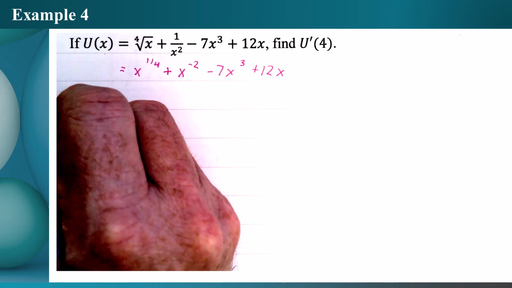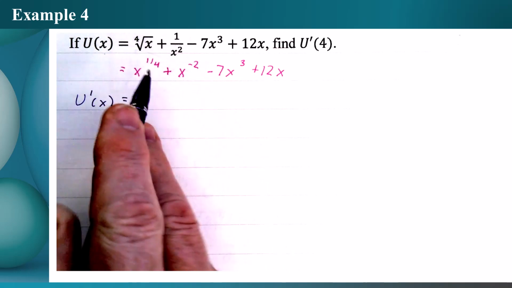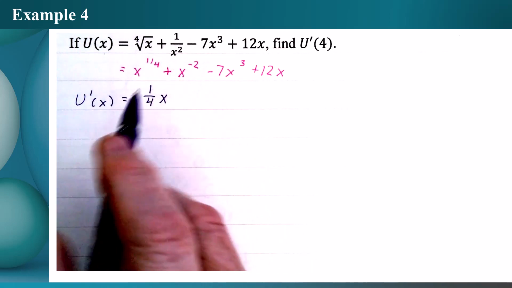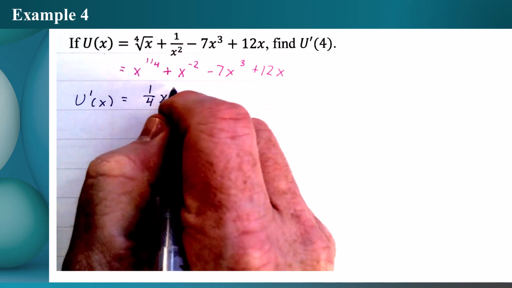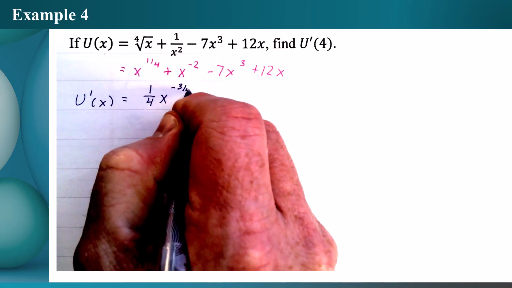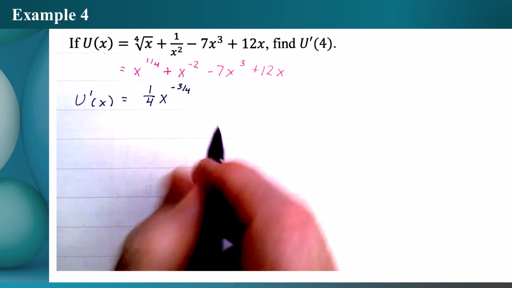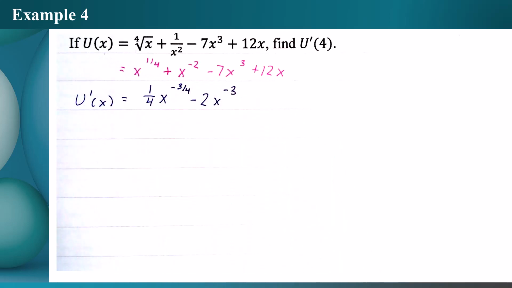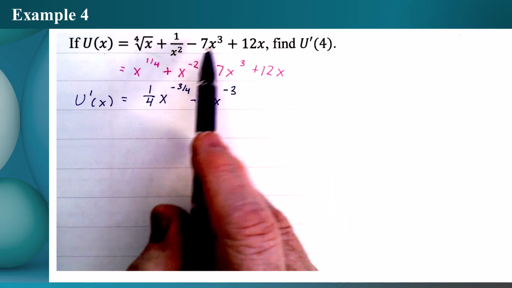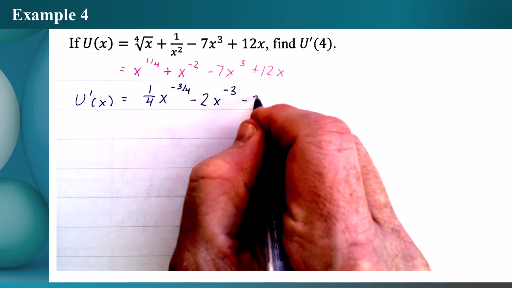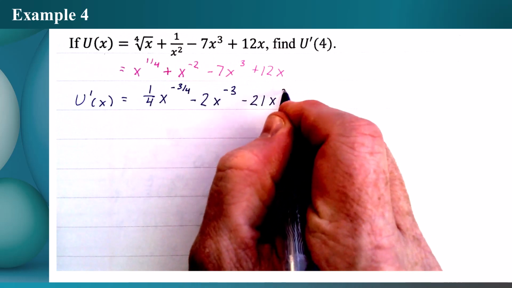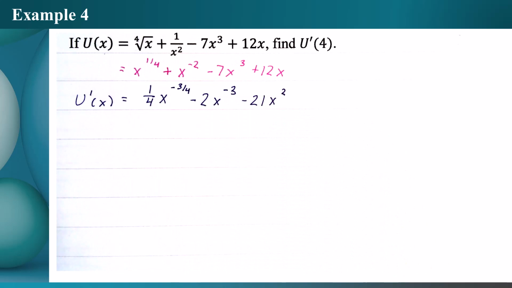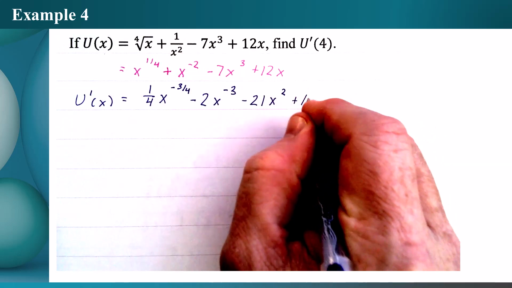We find that u prime of x is equal to, we use the power rule here, so we get 1/4 x, and this will be 1/4 minus 1, which is a negative 3/4. Here the negative 2 comes out in front, so I get negative 2x and subtract the exponent by 1. For 7x cubed, we're going to get 21x squared. Here we have a linear function, 12 times x, and so the derivative there will just be 12.